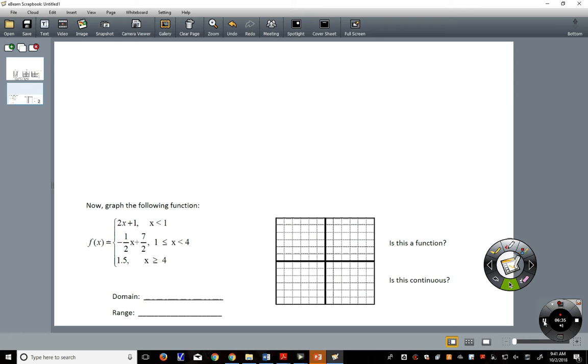So you physically mark the domains on your graph, like the separation points. Okay, so what she's talking about is marking on the graph the separation points. So right here, we know that this one exists on one side of the number 1. Okay, so here's where 1 is. On this side, I'm only going to graph that line. Okay, you can make a dashed line all the way down and erase it later or whatever you guys would prefer. Then between 1 and 4, I'm going to graph this line.